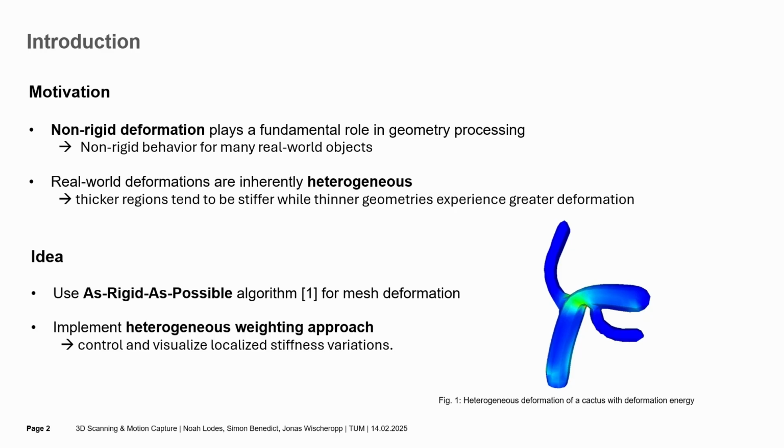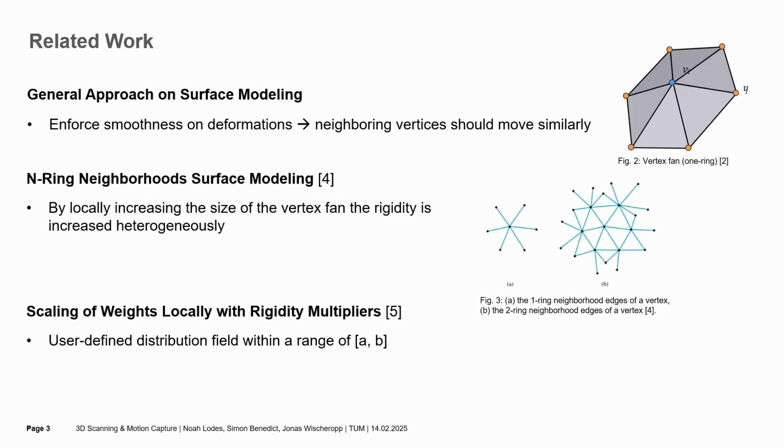The figure on the right illustrates this effect. The standard approach to mesh deformation enforces smoothness by constraining local vertices to move similarly, often using a wandering neighborhood, as shown in the figure above. For heterogeneous deformation, one method modifies this by varying neighborhood sizes across the mesh to control local rigidity. Another approach, more similar to ours, applies a user-defined weight distribution within a specified range, scaling weights at different locations. We build on this idea in the next section. We will explain our contribution.